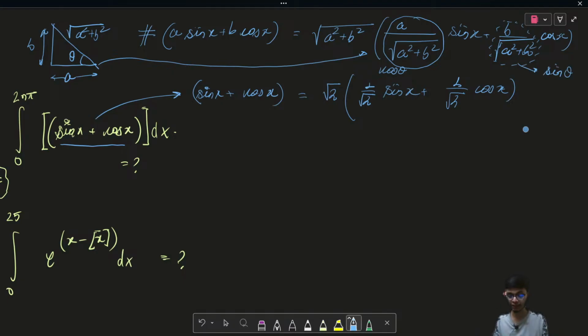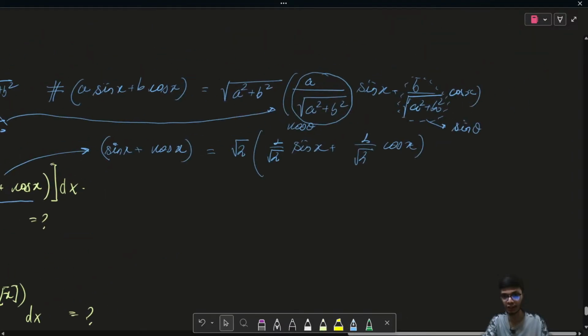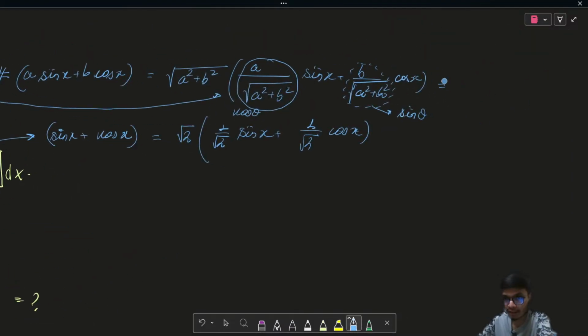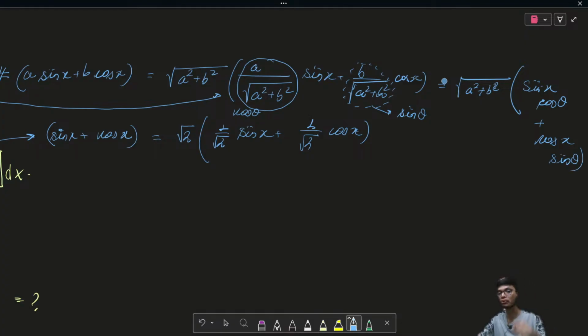The biggest advantage of establishing this relation is that I can now write a general expression: square root of a square plus b square taken out as common, multiplied with sin x cos theta plus cos x sin theta. If you recall your basics of trigonometry, this is nothing but square root of a square plus b square multiplied with sine of x plus theta, right?